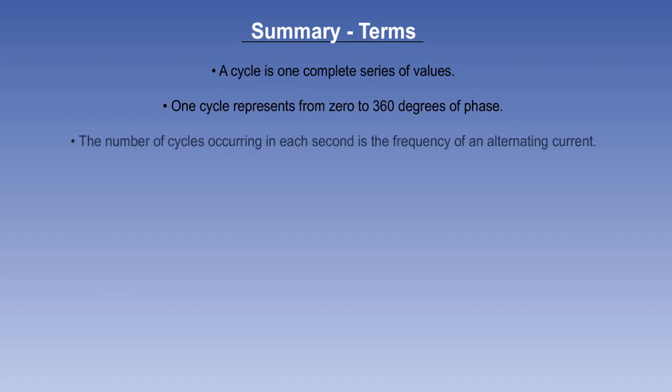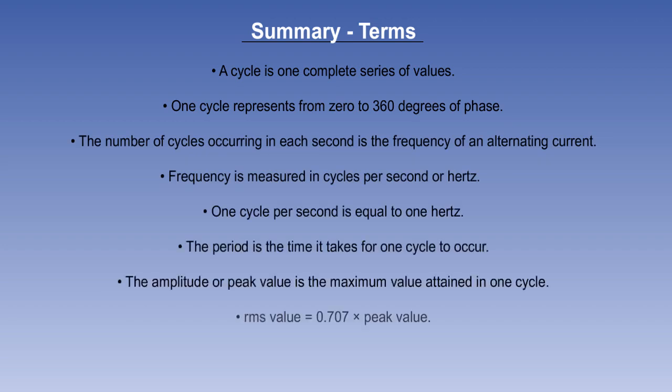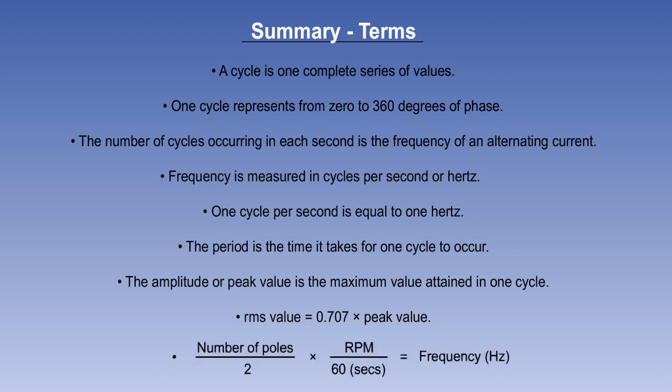You now know the terms that are used when describing alternating current. They are being displayed on the screen for you to review. Finally, you can calculate the output frequency of an AC generator using the formula shown.